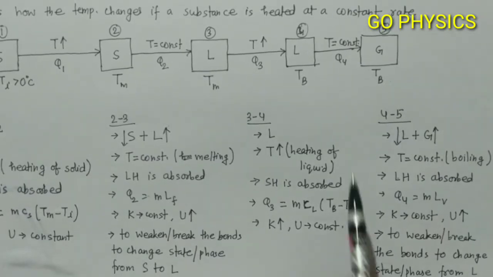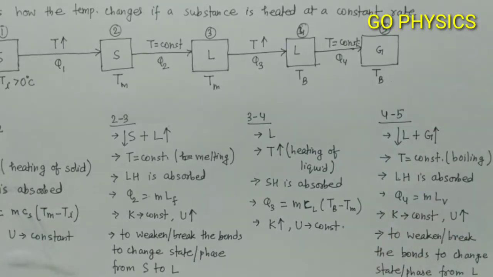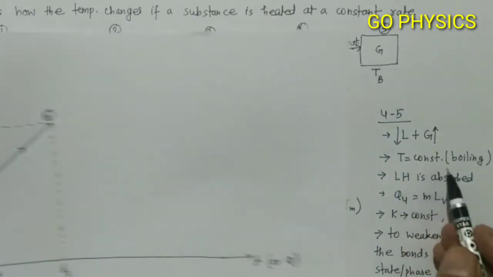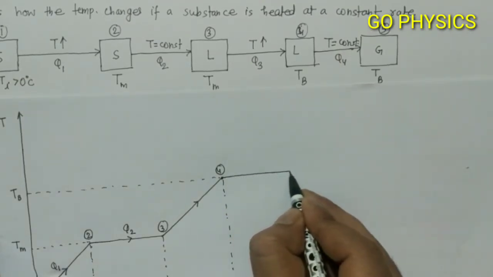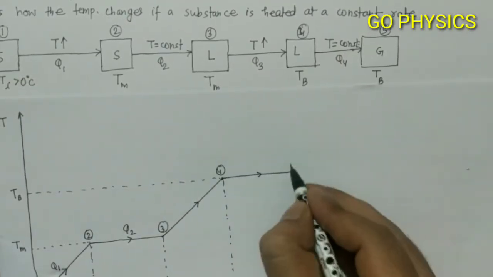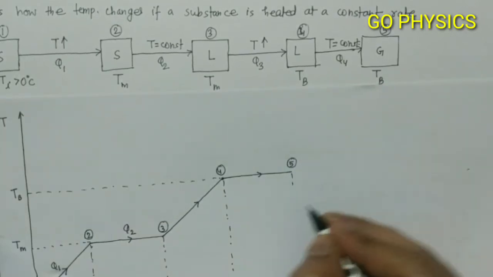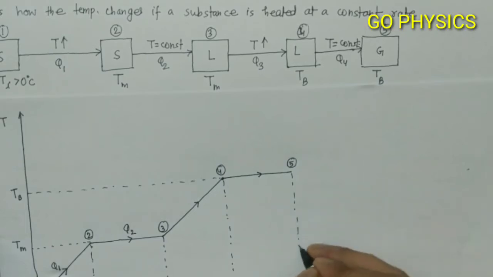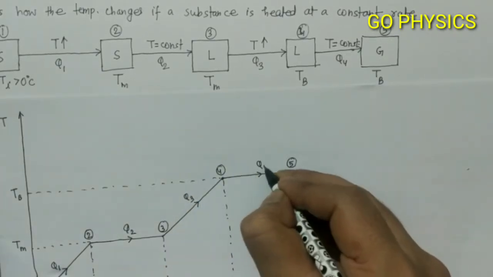Now we are going to draw the process 4 to 5 on the temperature-time graph. Since temperature remains constant during the process, we will get a horizontal line. This is our state number 5. And let us suppose the total time taken by the system to reach state 5 is T4. This is Q3 and this is Q4.